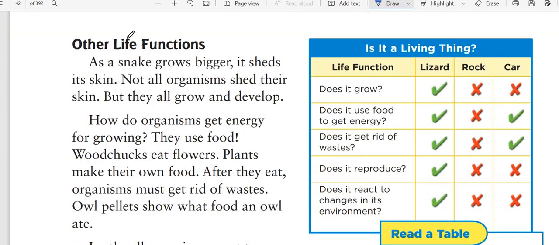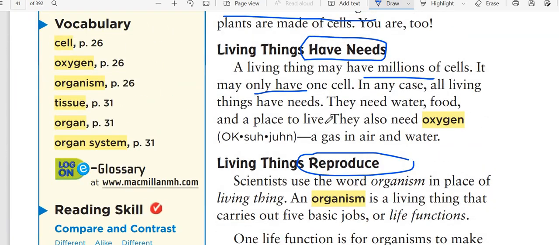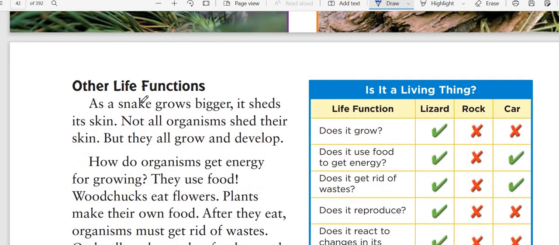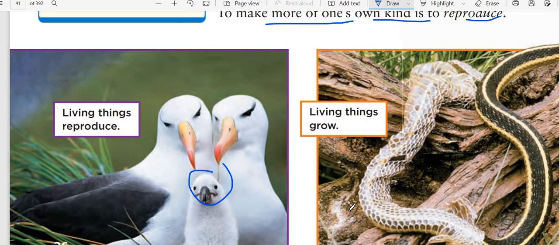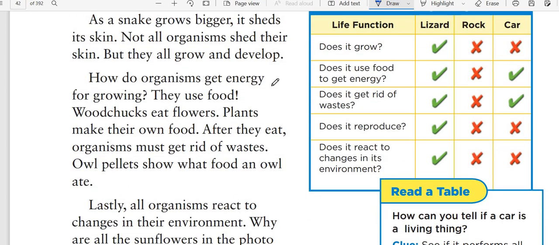Okay, so other life functions, we said they can reproduce and they have needs. What else? As the snake grows, it gets bigger. It sheds its skin, as we see. Not all organisms shed their skin, but they have different ways of growing up, and they all grow and develop. How do organisms get energy for growing?